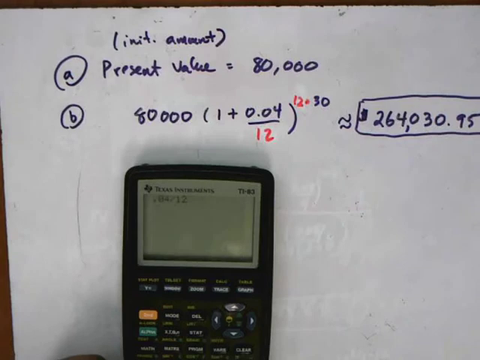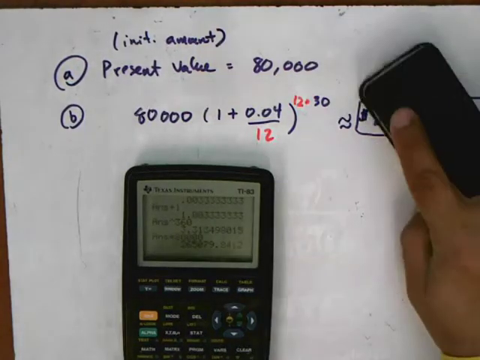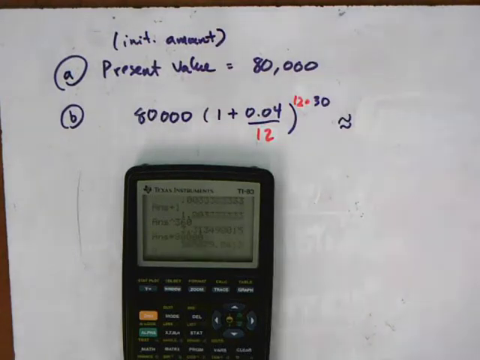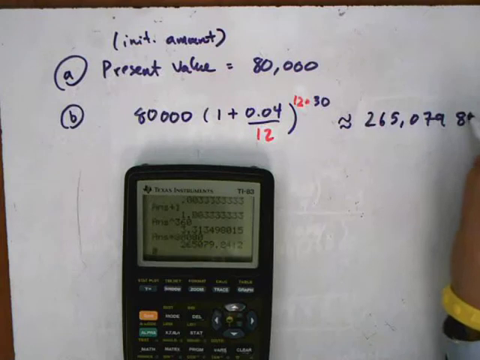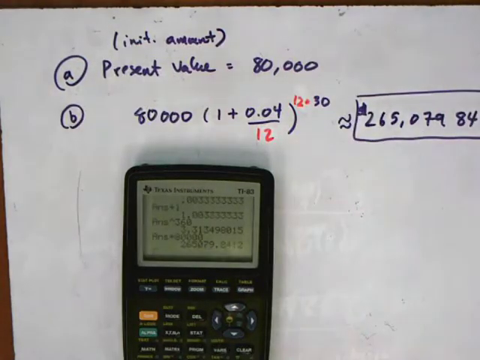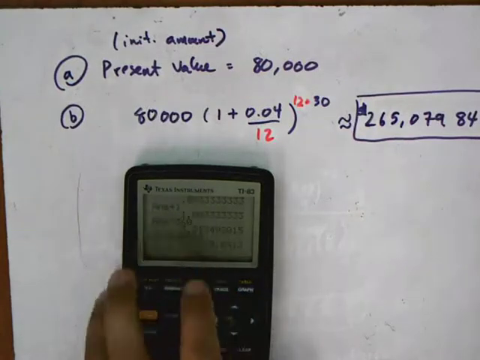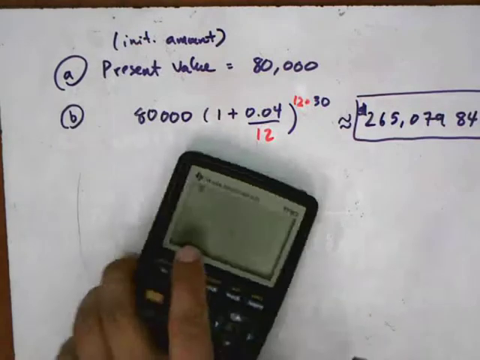0.04 divided by 12 plus 1 raised this time to the 360 times 80,000. That's $265,079. So let's correct this: $265,079.84 approximately. We're rounding to the nearest penny. Now note here that, again, this is a massive amount of money to owe, especially when you just borrowed a relatively small amount. So this is more than 3 times what you originally borrowed.